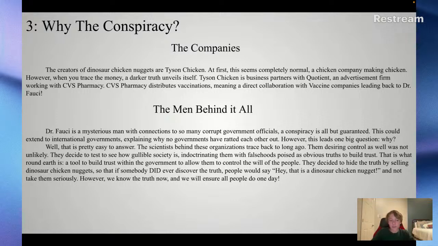They decide to hide the truth by selling dinosaur chicken nuggets. That if somebody did ever discover the truth, people would say, hey, that's a dinosaur chicken nugget, and not take them seriously. Imagine someone who actually got a real satellite up in orbit, shows the Earth is shaped like a dinosaur chicken nugget. Nobody takes them seriously. They all take them as a joke, and then nobody believes them. That's the whole ploy of selling dinosaur-shaped chicken nuggets. However, we know the truth now, and we'll ensure all people do one day.